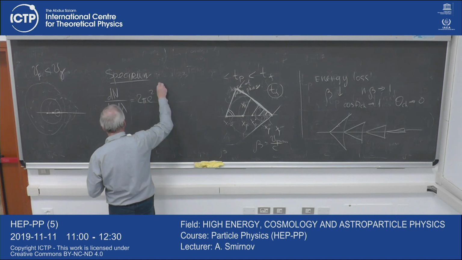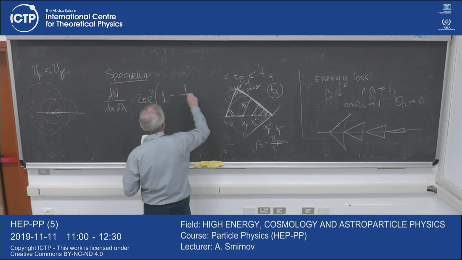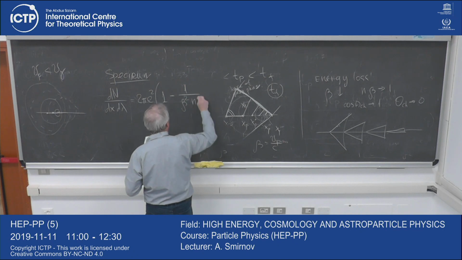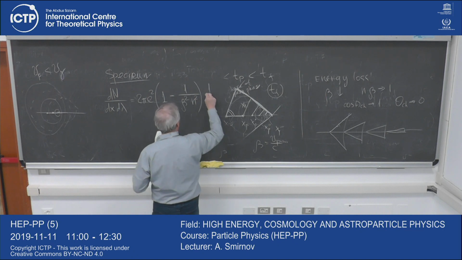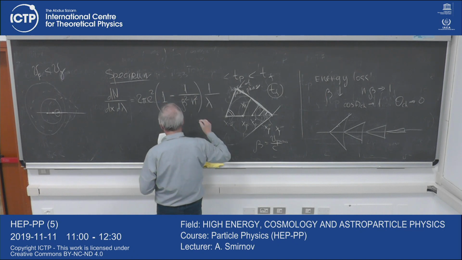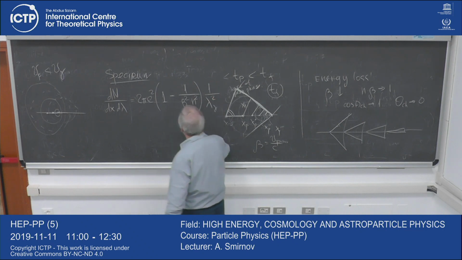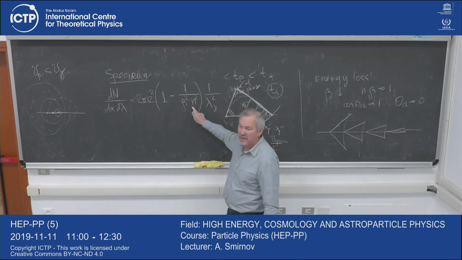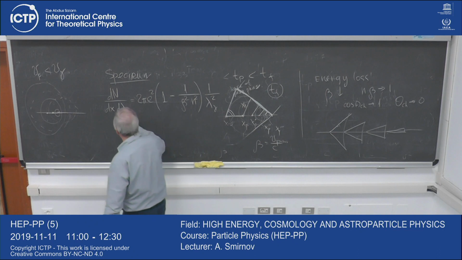electric charge, 1 minus, and here it will be beta square n square, and 1 over lambda gamma squared. So the dependence on the material is only here, in n. And then the end of the spectrum, so it starts from, let me write it.